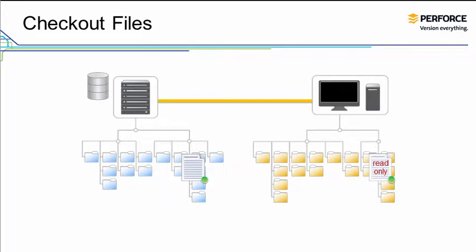To modify a file, you must check it out. When you check out a file, Perforce adds information about the file to a change list and changes the writable attribute of the file in your local workspace from read-only to read-write.